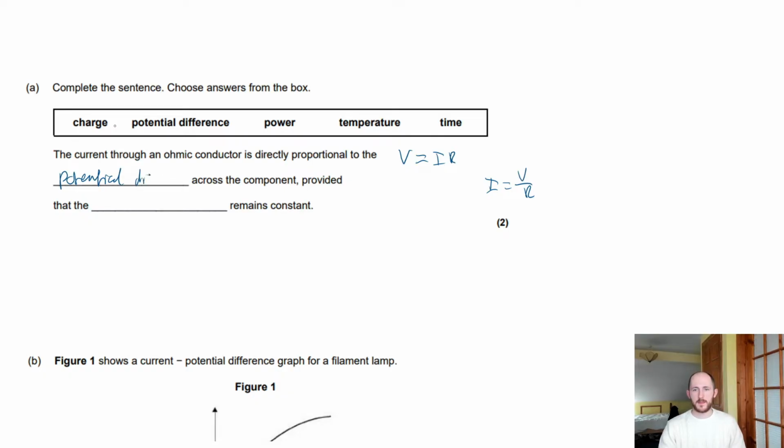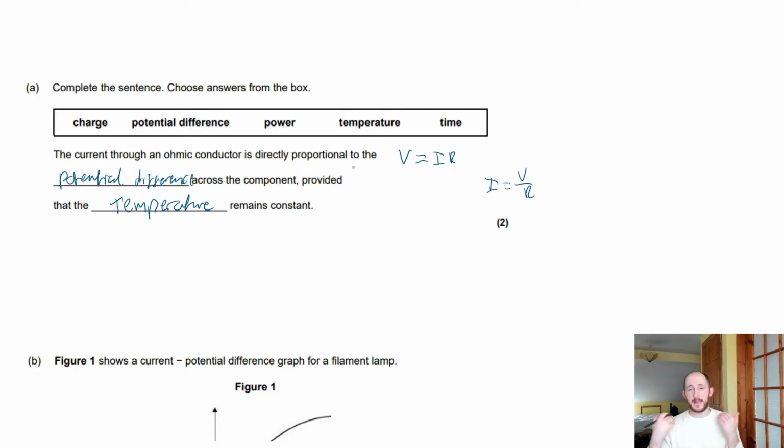Now, there was one thing that I didn't mention about Ohm's law, and that there is a very specific condition, which is this last part of the question here, provided that the resistance remains constant. Now, resistance is not on here. So what did I say affects resistance? Temperature. This is a really, really important fact.